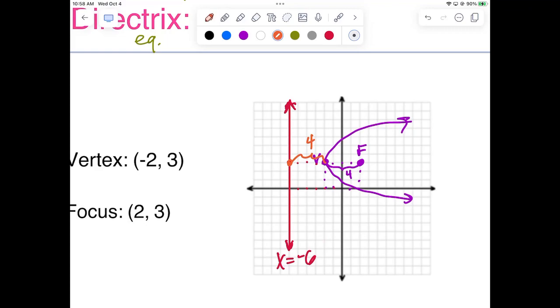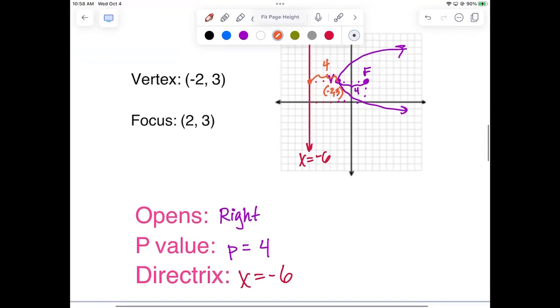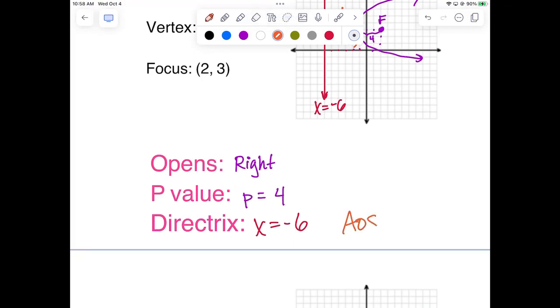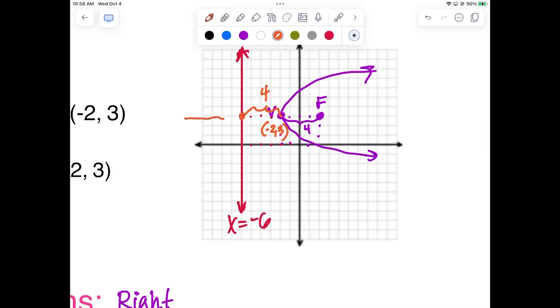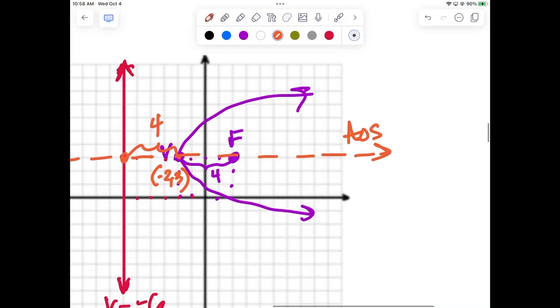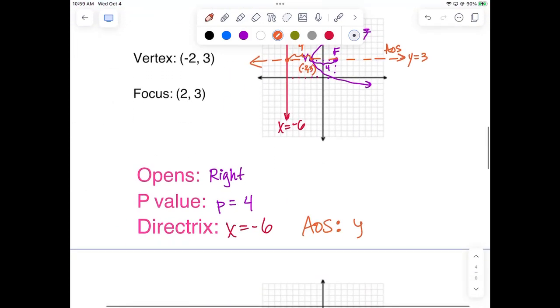Now let's label the vertex. The vertex is at -2, 3. Let's do one other thing here. What would the equation of the axis of symmetry be? The axis of symmetry would run through here. It would run through those points, through the focus, through the vertex. It would look like that. That's your axis of symmetry. It's a horizontal line. Guess how we write the equation of a horizontal line? Not x equals, but what? Y equals. And what's the y value that it passes through? 3. Yeah. So the axis of symmetry is y equals 3.